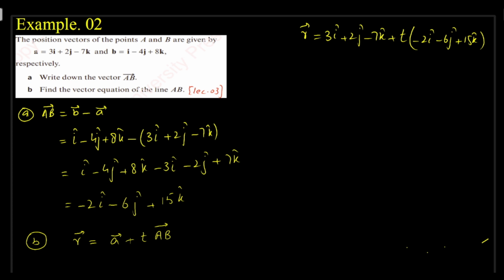In this case, we may also write this equation as a column vector, like r vector equals (3, 2, minus 7) plus t times (minus 2, minus 6, 15). Both the forms of the equations are acceptable. You may write your answer in terms of reference vectors i, j, k, or in the form of column vectors.